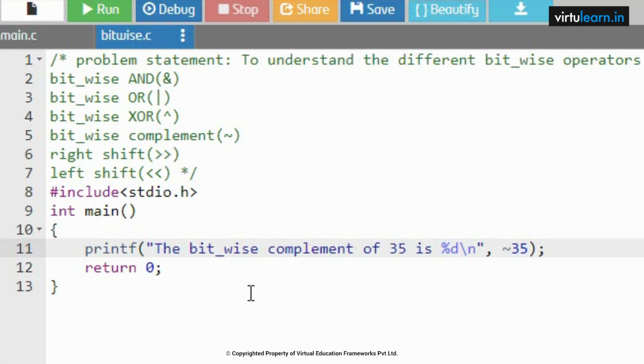as minus 36. Why? Because for any given integer n, bitwise complement of n will be minus of n plus 1. I'll repeat once again, for any integer n, bitwise complement of n will be minus of n plus 1. Now let us understand this 35, how we are going to get minus 36.